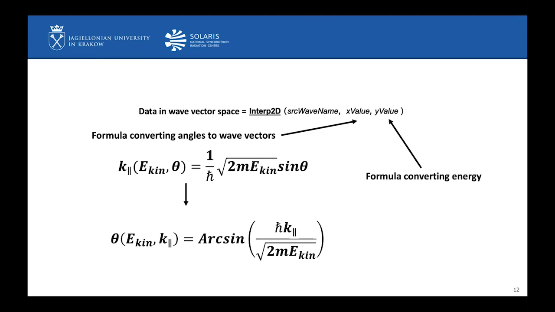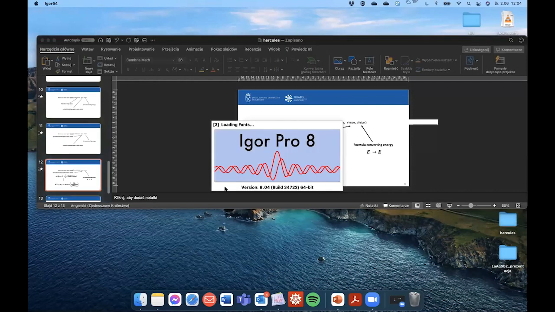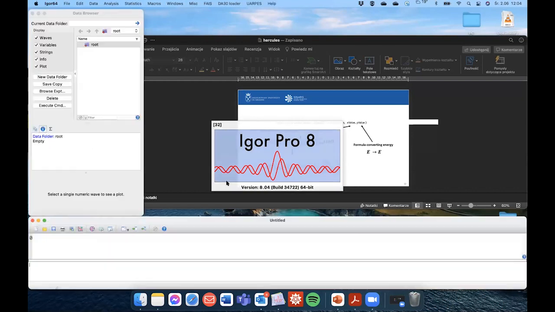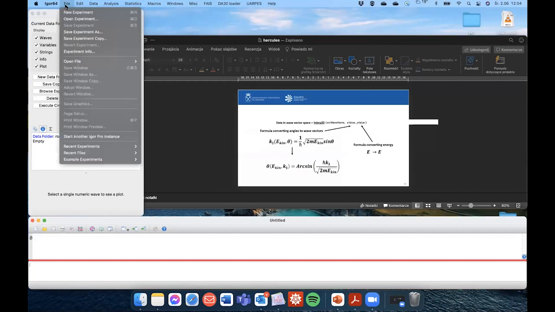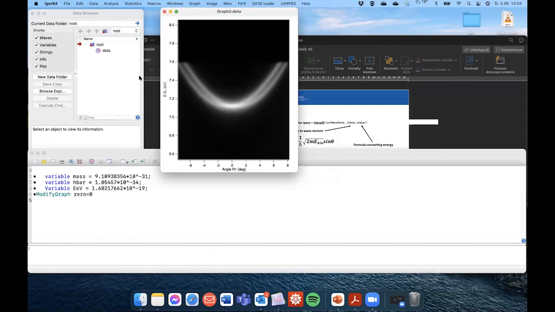Okay, and there is no problem with the formula that converts energy because we can just rewrite it. We don't have to use this offset even. So let's launch IGOR Pro once again. I have prepared such an experiment.